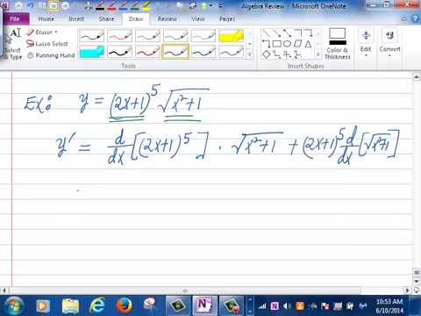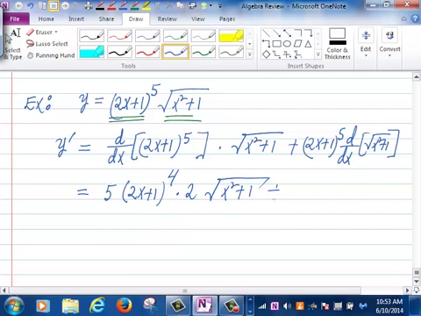Now we are going to apply the chain rule, right? So in the first derivative, I have (2x plus 1) to the 5. So what's the outside? Something to the power 5, right? So the derivative of that is 5 times that something, (2x plus 1) to the 4, and then you multiply by the derivative of the inside, which is 2, and then you still have that x squared plus 1.